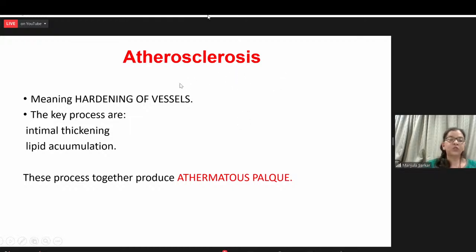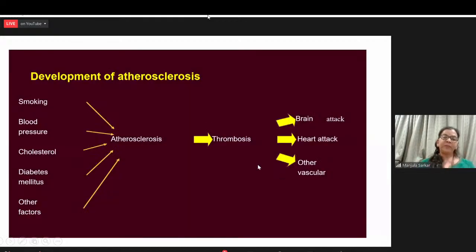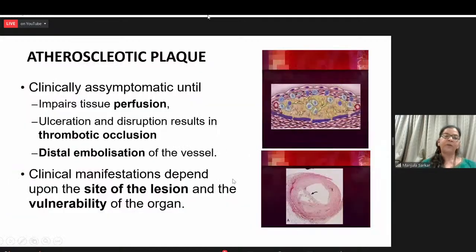So what is atherosclerosis? Hardening of the vessel, with three processes: intimal thickening, lipid accumulation. These processes together produce the atheromatous plaque. Now, development of the atheromatous plaque, risk factors we have already discussed, leads to atherosclerosis and thrombosis, and it can go into the brain, heart, and other vascular structures. So, how the atherosclerotic plaque develops: whenever there is an injury, platelets collect and a thrombus forms and the lumen gets reduced. Ulceration and disruption result in thrombotic occlusion and distal embolization.